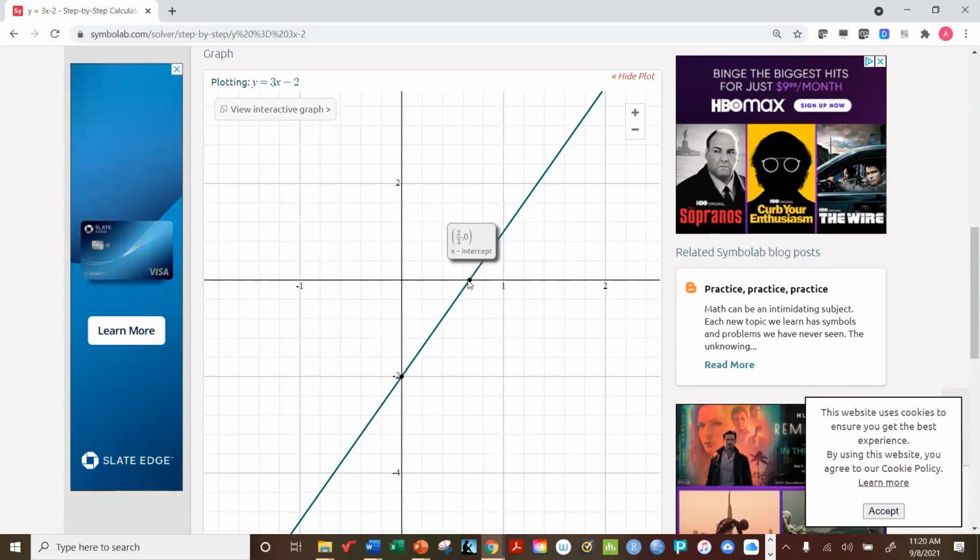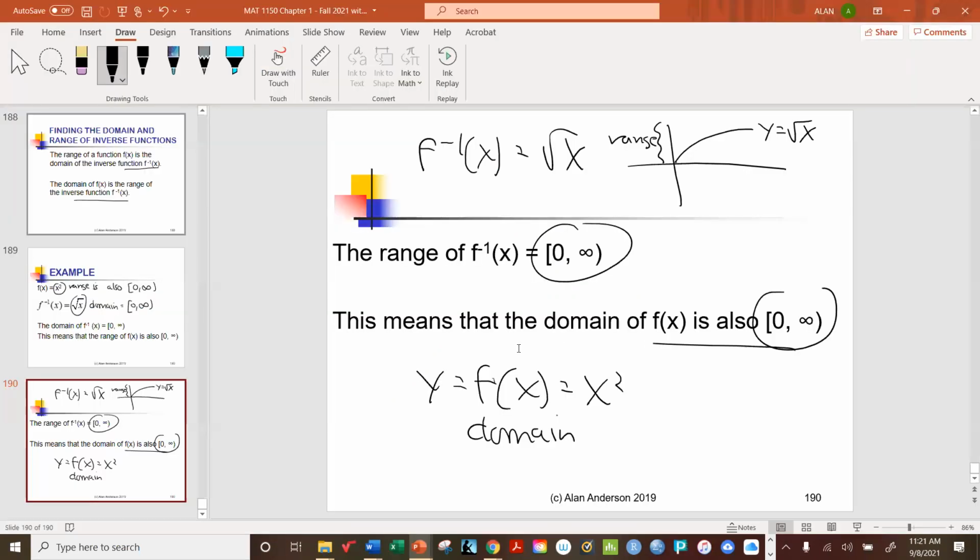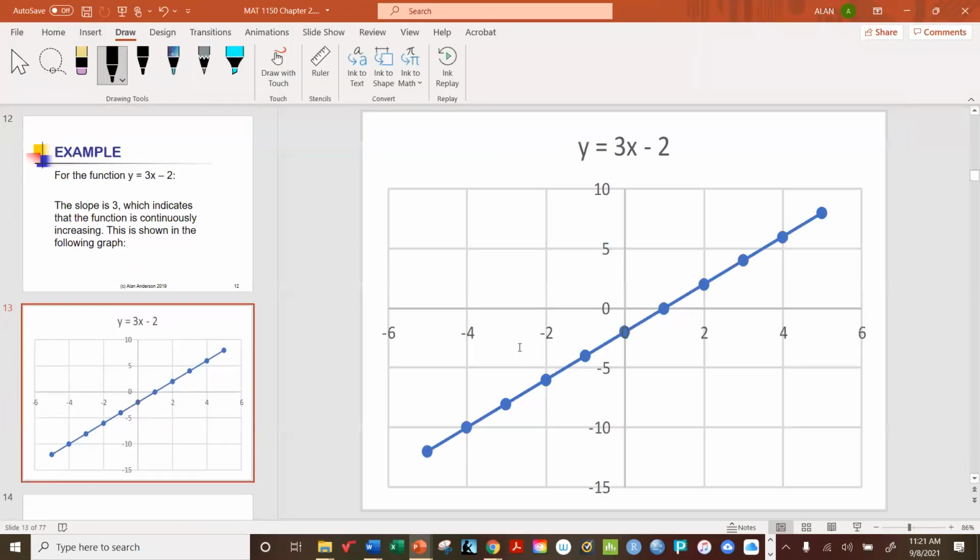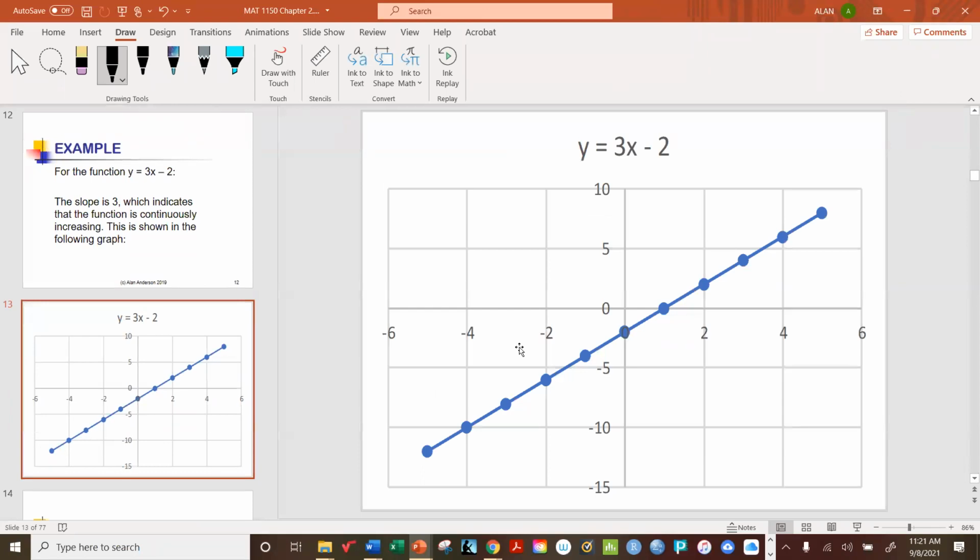There is a horizontal intercept as well. This is where y equals 0. That would be considered the solution of this line. That means that when x is 2/3, y is 0. All right. Yes, exactly.